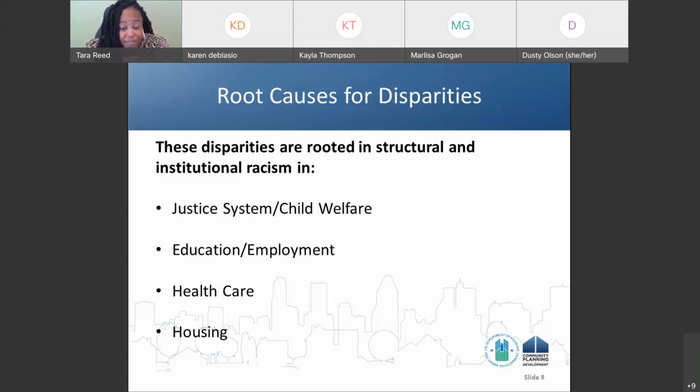Looking at the funding, someone mentioned the funding distribution. We do see inequities within how much funding different schools receive and the supports that are available to students, most often in communities that are predominantly communities of color.